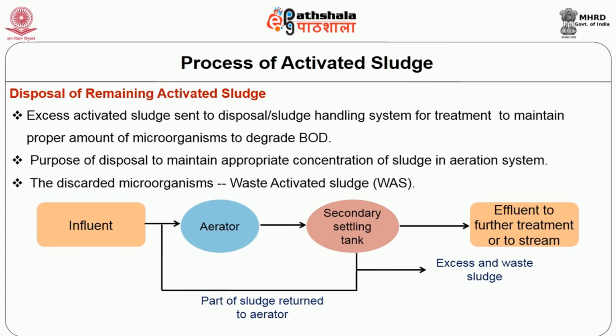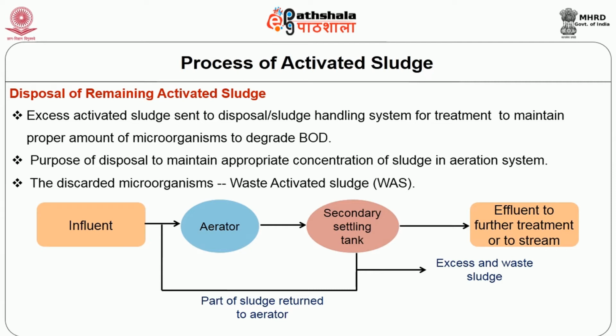Now students, you can see the flow diagram of this activated sludge. First, the effluent enters into the aerator. In the aerator, the effluent gets aerated and then it passes on to the secondary settling tank. During this process of aeration, there will be growth of new microorganisms, and thereby the effluent will be treated and sent to the secondary settling tank.